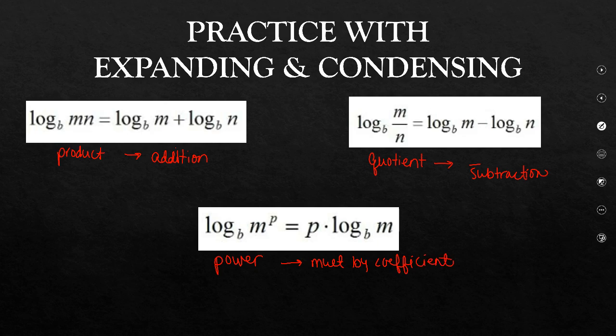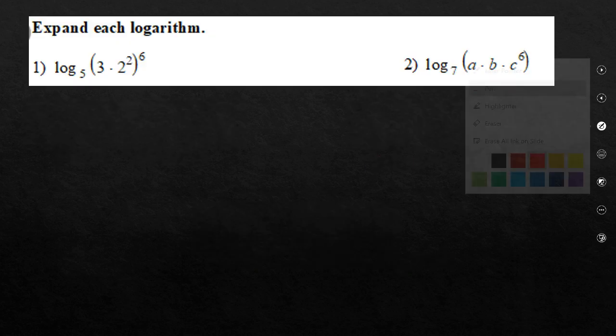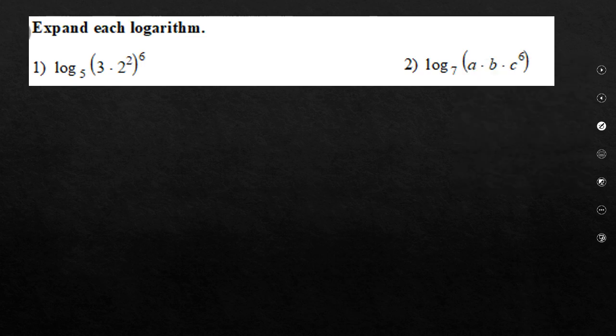And we're going to review every single one of those as we go through this practice. Here we go. So our first example is log base 5 of 3 multiplied by 2 squared to the power of 6. So we've got a couple of different properties in here. Do not multiply the two things that are in parentheses. I mean, we could eventually, but we want to use those properties that we have and practice them.